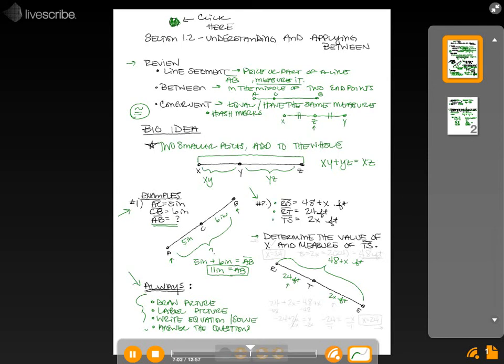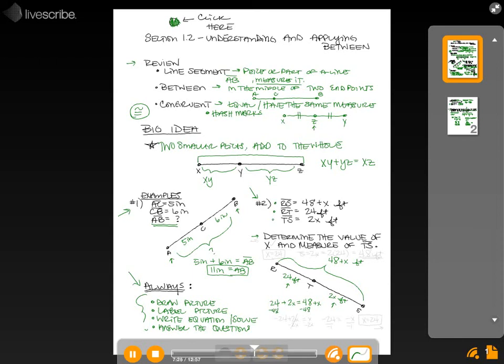Well, here's my first small piece, 24, plus my second small piece, 2x, equals the whole thing, which is 48 plus x. Now that I have my equation, I can solve it. I'm going to take 48 to the other side.